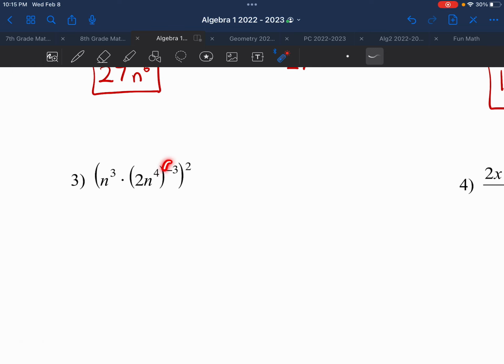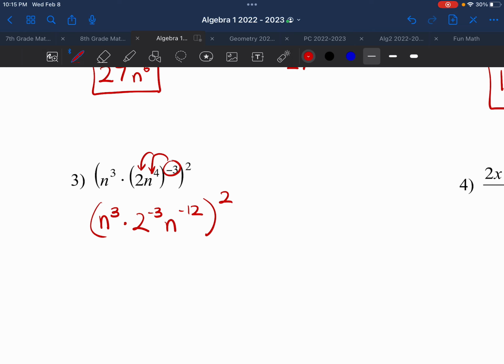I'm seeing that this negative 3 is going to be distributed into, I'm going to do this in pen, this negative 3 is being distributed to both this n and this 2, so our new problem is going to be n to the power of 3 times 2 to the power of negative 3, n to the power of, and remember, power to a power means multiply. 4 times negative 3 is negative 12. And all of this is to the power of 2.